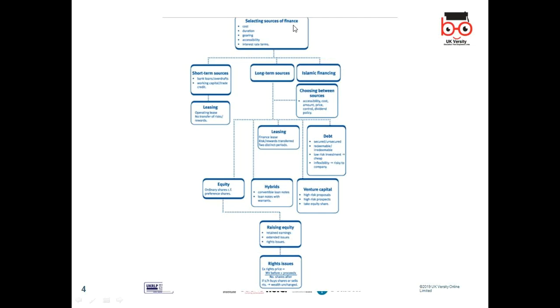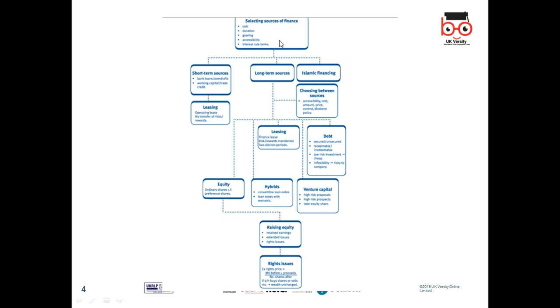So selecting source of finance, we need to look around the cost, we need to look around the duration, we need to look around the gearing. Gearing means the risk factor. Because if we can't afford to pay back, a bank loan is very, very risky. So when we borrow the money from the bank, we need to consider the risk as well.